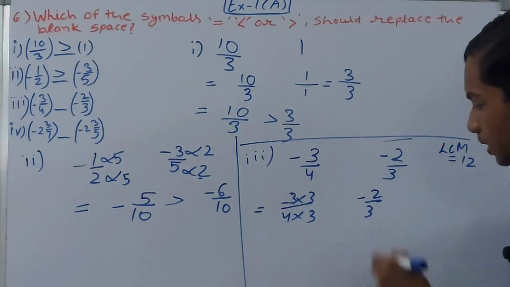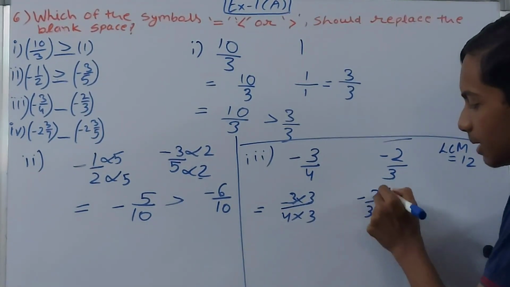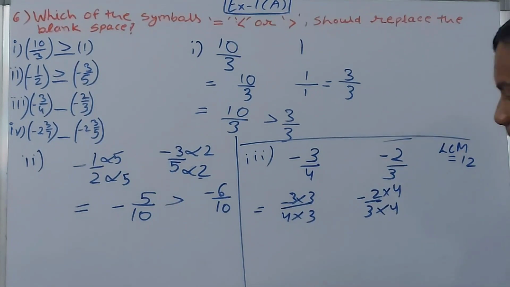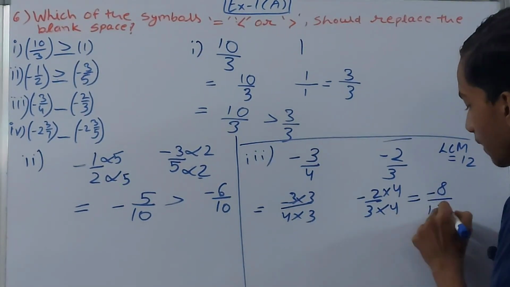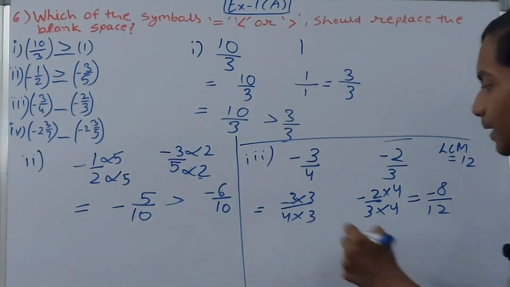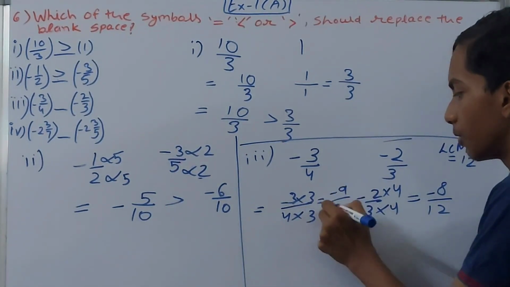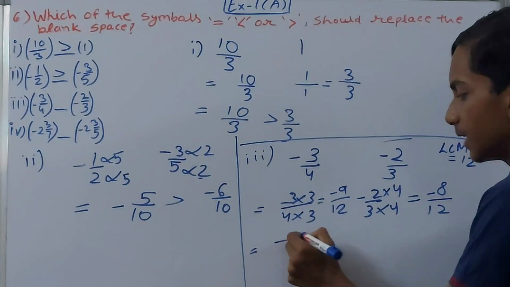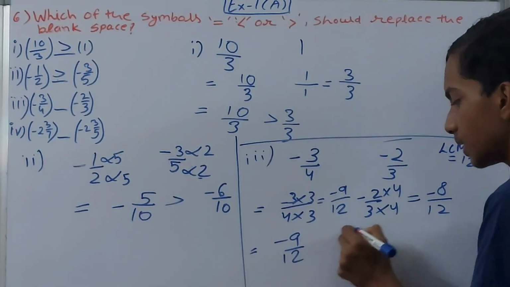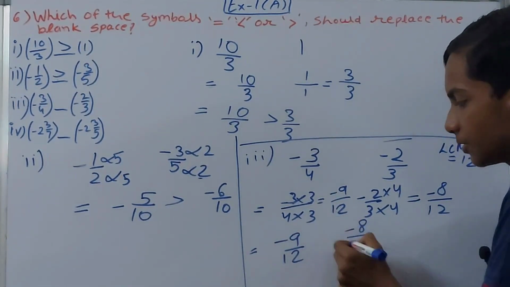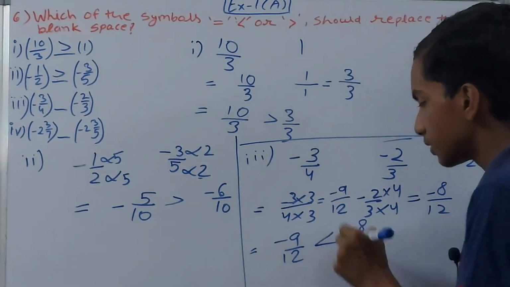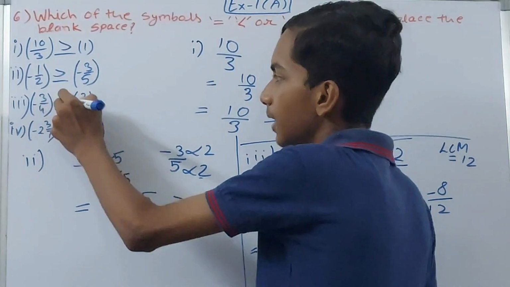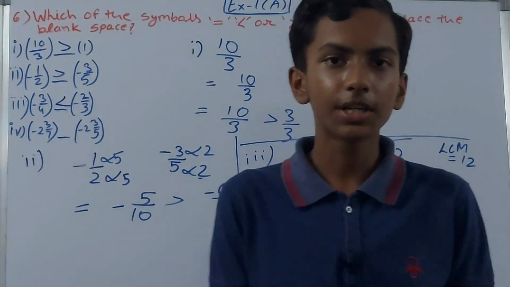How to make 3 into 12? Multiply it by 4. So into 4, and same will do with the numerator also. That will give us minus 8 upon 12, and this one will give us minus 9 upon 12. So we have minus 9 upon 12 and minus 8 upon 12. Compare which one is greater and smaller. Minus 8 is greater than minus 9. So put the sign this way, and same thing here. Now let's head on to the next one.